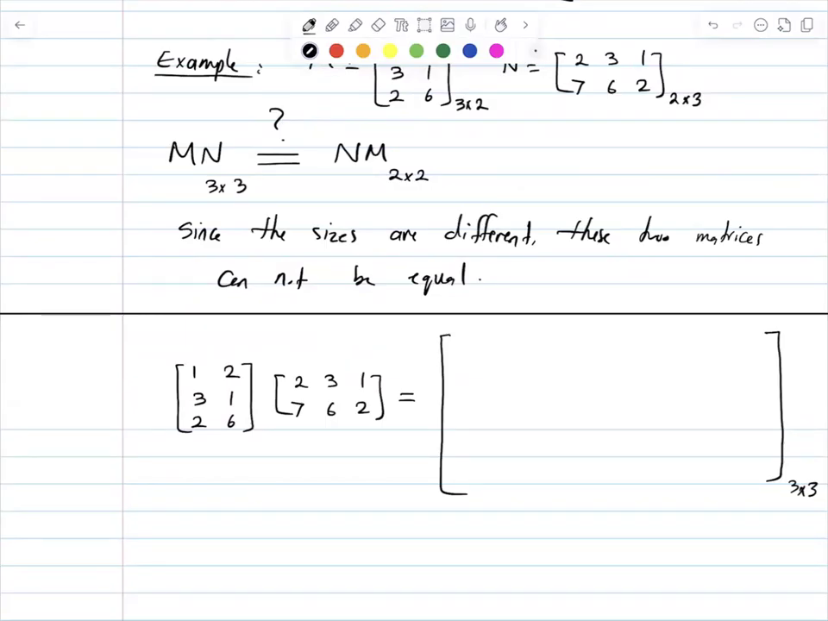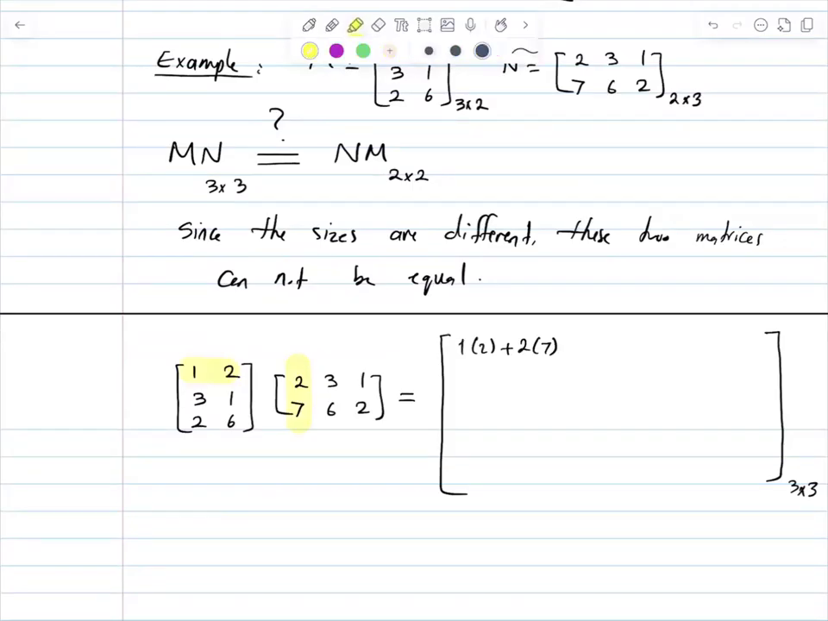Please type your answers in the chat. Very good. Correct answers. So as we discussed before, we're finding the dot product between these two. Let me use this color. The dot product between the first row and first column. This gives you 1 times 2 plus 2 times 7. This is the process that you're taking.